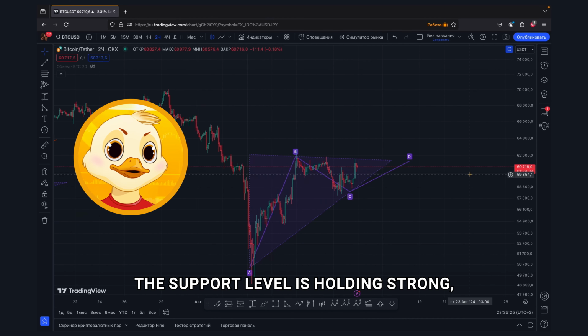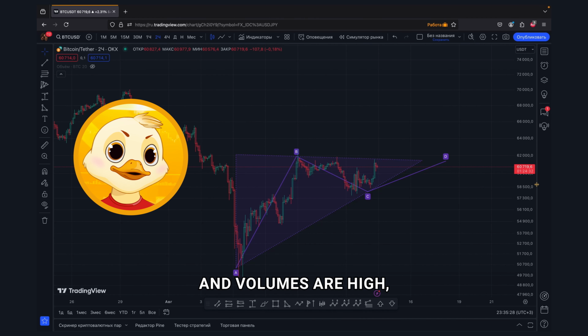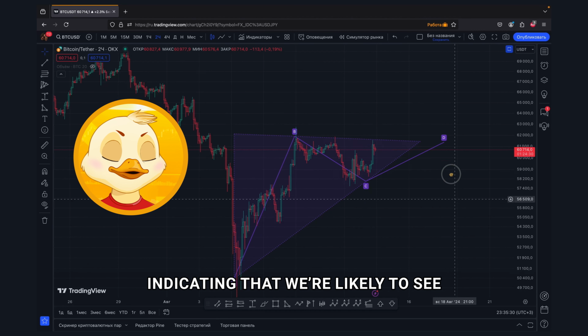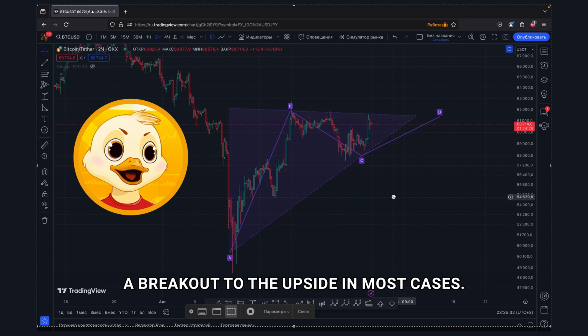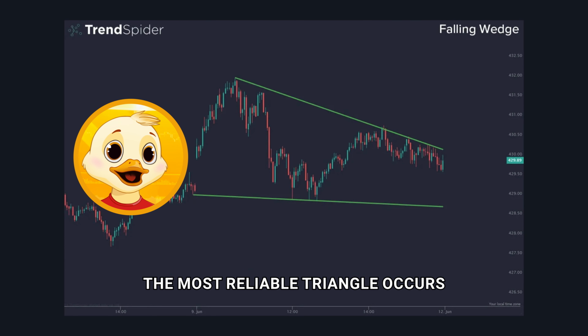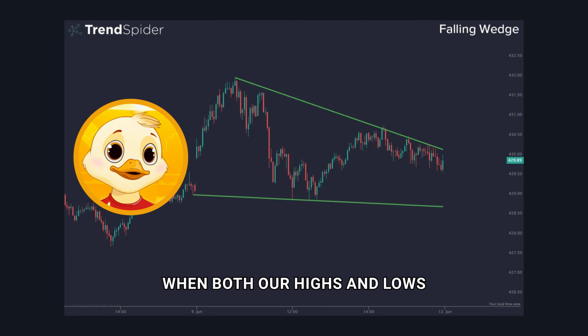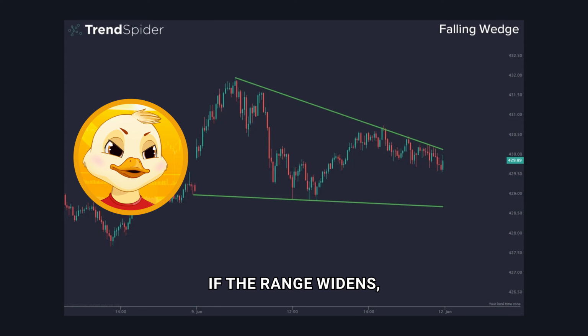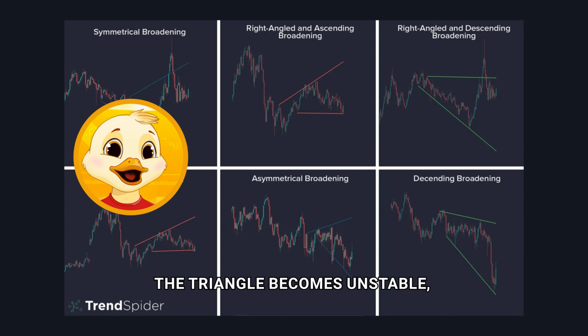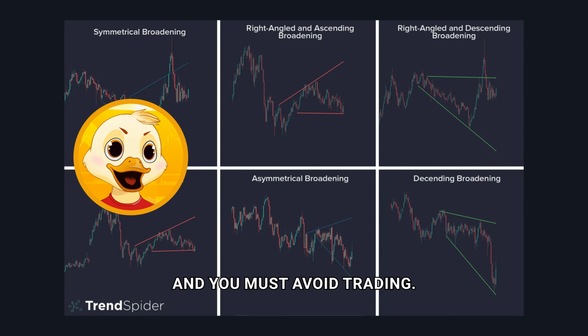The support level is holding strong and volumes are high, indicating that we're likely to see a breakout to the upside in most cases. The most reliable triangle occurs when both our highs and lows are narrowing. If the range widens, the triangle becomes unstable and you must avoid trading.